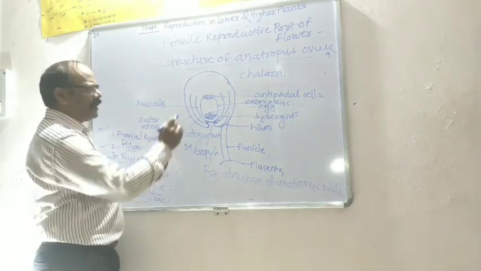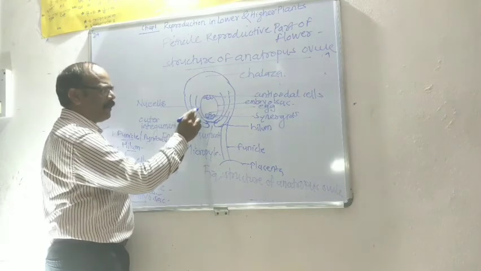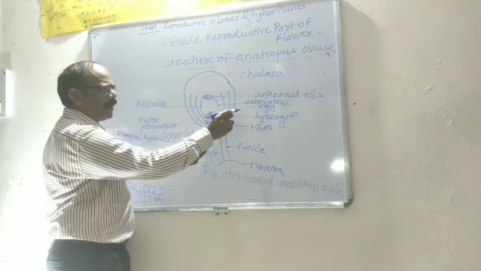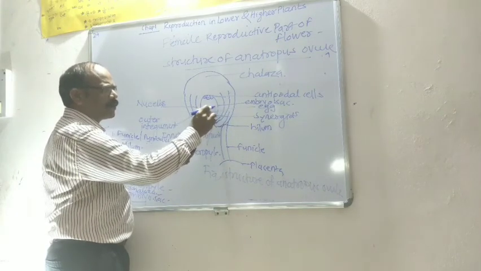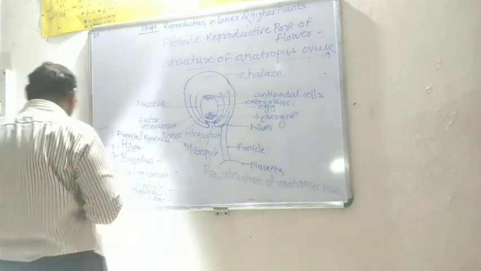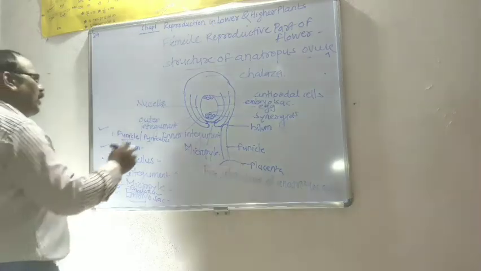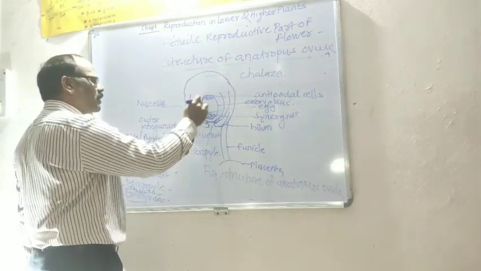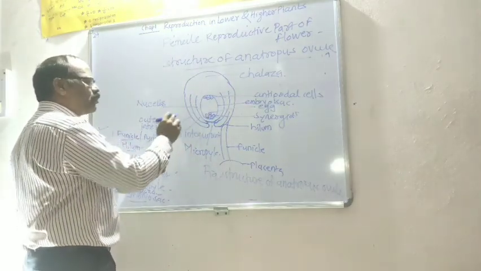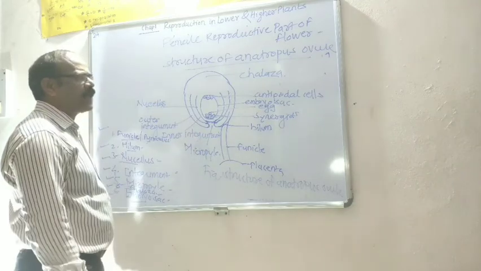Embryo sac means, within the nucellus there is embedded an oval shaped multicellular structure, that is called the embryo sac.